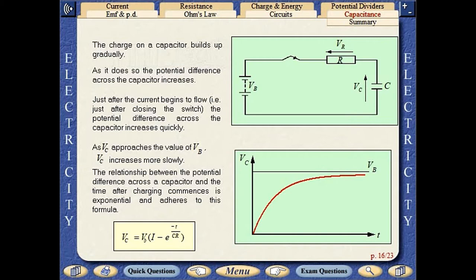The charge on a capacitor builds up gradually. As it does so, the potential difference across the capacitor increases. Just after the current begins to flow, that is, just after closing the switch, the potential difference across the capacitor increases quickly. As VC approaches the value of VB, it increases more slowly. The relationship between the potential difference across a capacitor and the time after charging commences is exponential and adheres to the formula shown here.